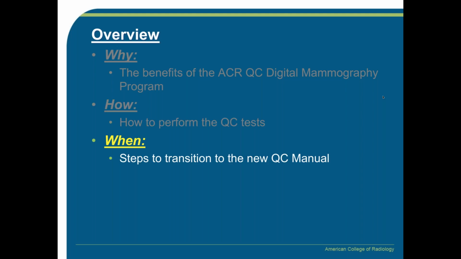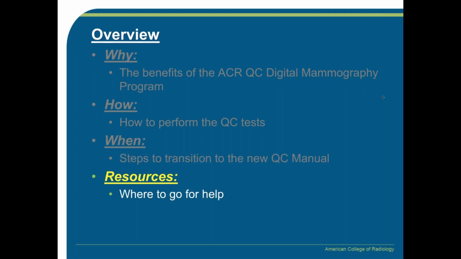We also want to talk about how to transition. When a facility decides to go with this new program, what are the steps to do this? Because this is sort of a new phenomenon, switching from one quality control program to another. So we want to set a few examples of how this might be done successfully. And then finally, we want to end with resources on where to go to help.